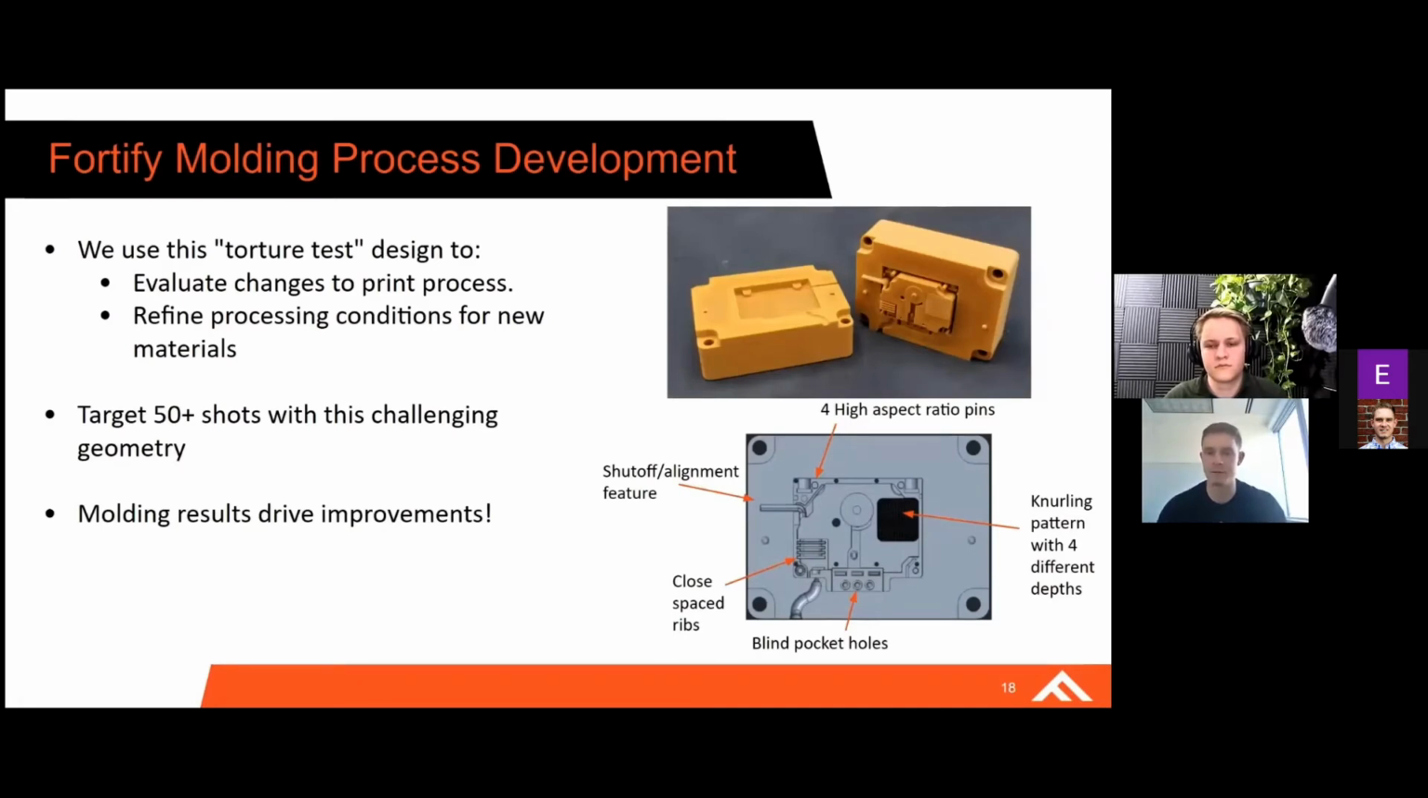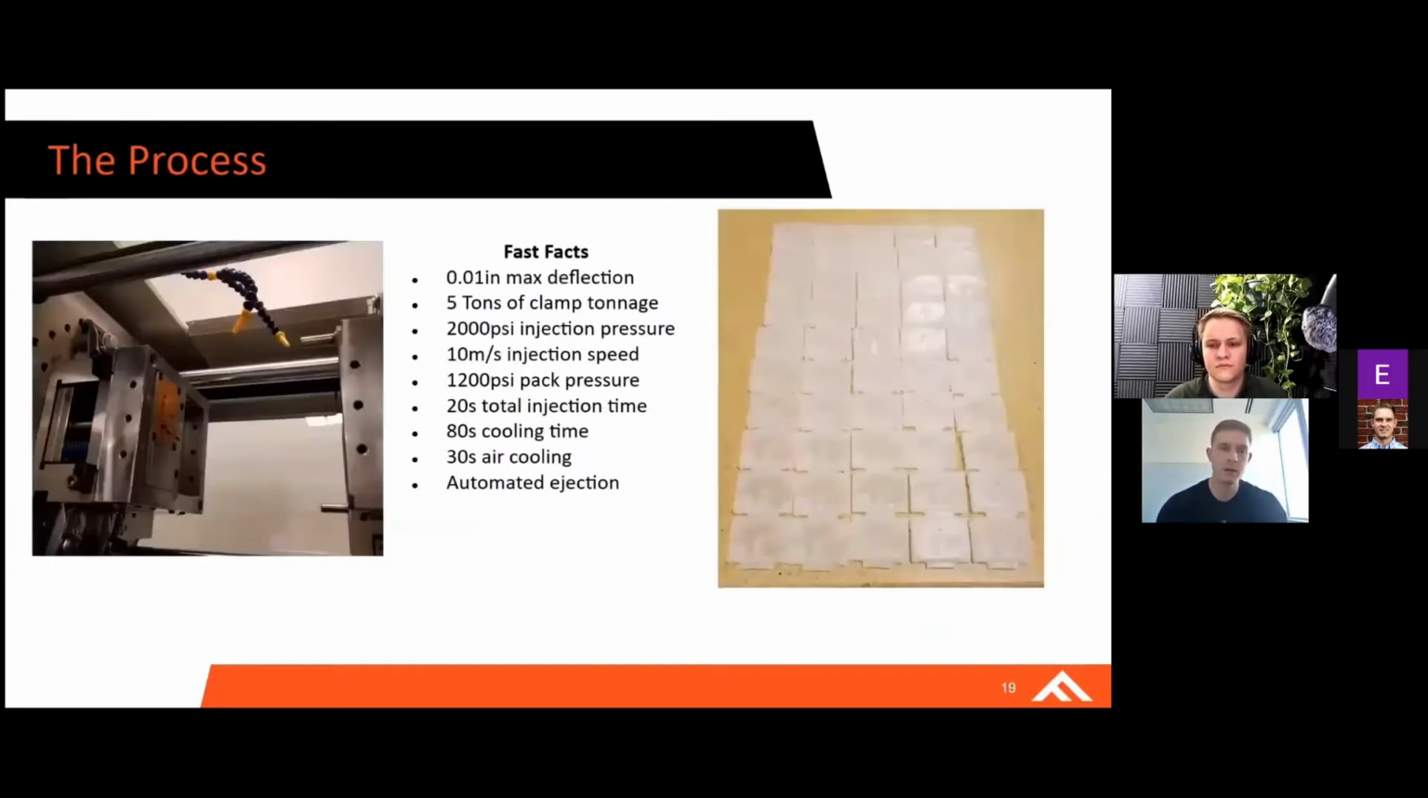Then we have some other really challenging stuff like some close space ribs that all have 1/2 degree of draft and they vary in thickness, and blind pocket holes that are going to really be a test of pressure on this tool. So with that, let's get into what we actually did here. With this tool, we took the STLs that Evan sent us and we printed them out, put them in our press, and we ran 50 parts.